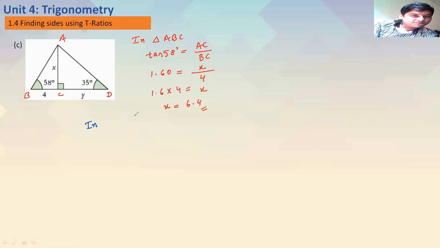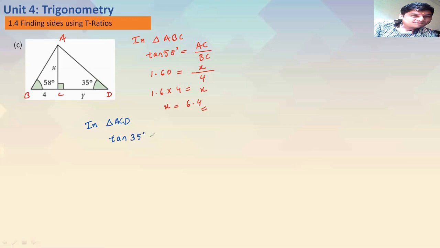Is it ABD? No, no. It's ACD. In triangle ACD, what are we going to do? We need to find Y, which is adjacent, and we know that the opposite is 6.40, which is X.